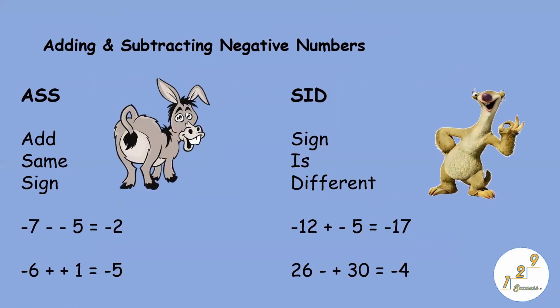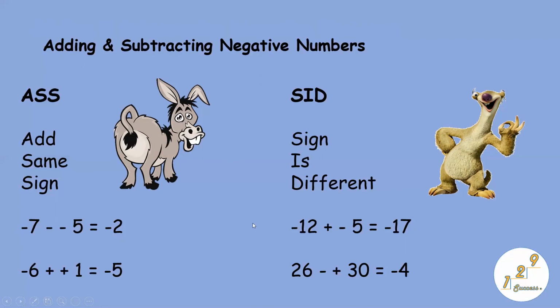Now, sometimes we can see two signs written next to each other. I've got a couple of little acronyms here for you to remember: ASS and SID. If the signs are the same, then what we need to do is add, because we see a minus and a minus next to each other, or a plus and a plus next to each other. We need to replace both of them with a plus. So we would have -7 plus 5, which gives us -2, and -6 plus 1, which gives us -5.